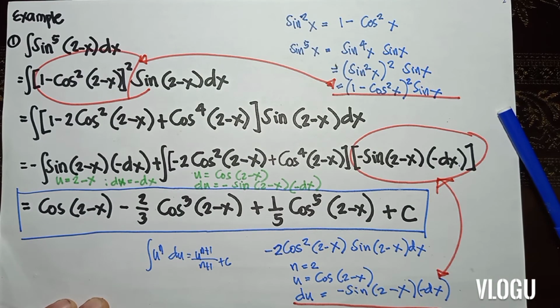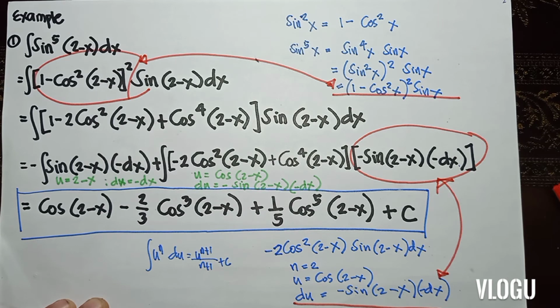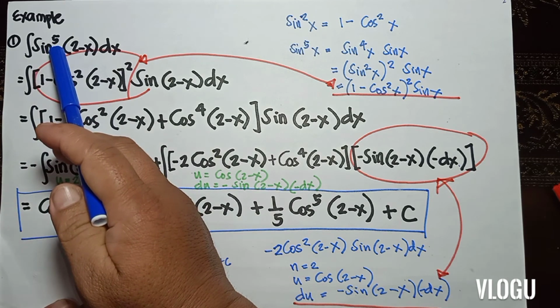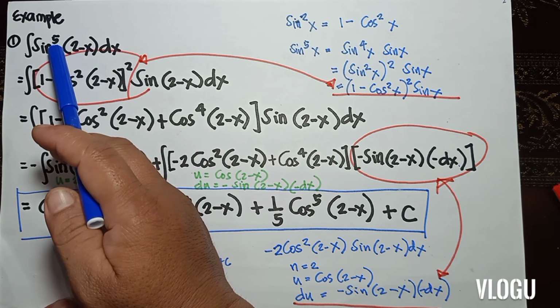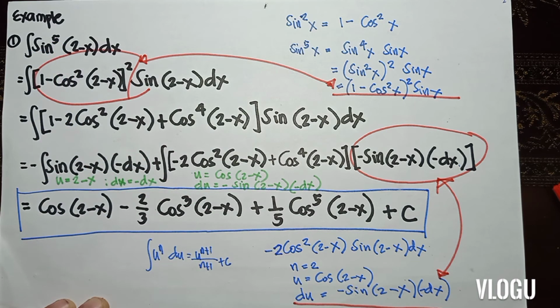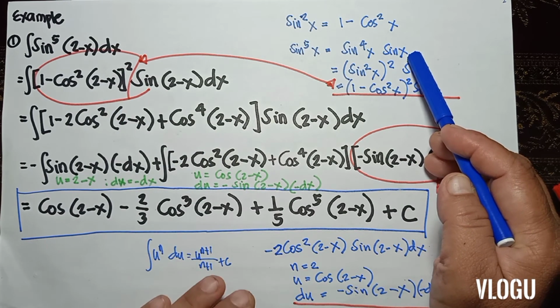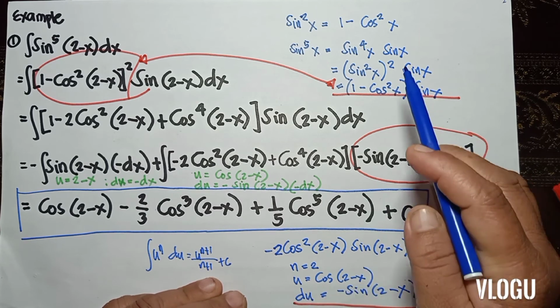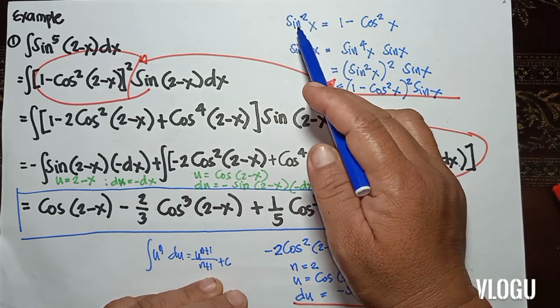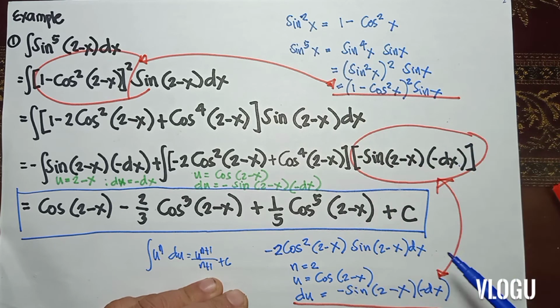Okay, the first example: we have the integral of sine to the fifth of (2 minus x) dx. If you look at the given, the exponent is 5, an odd exponent. If you have an odd exponent, you are going to factor out sine x and use sine squared x equal to 1 minus cosine squared x.